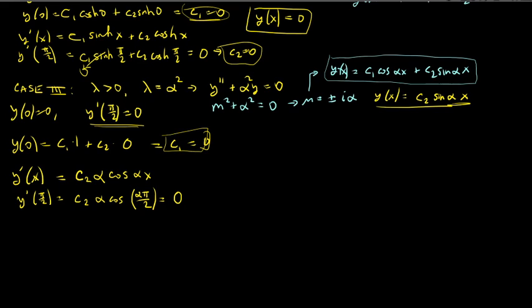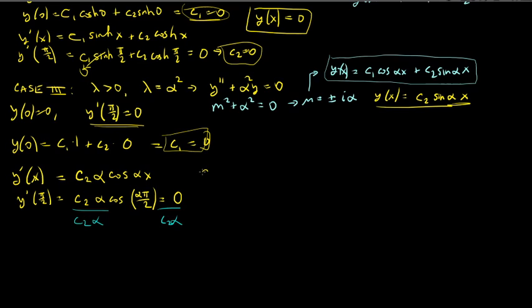Okay, so what does that mean? We're assuming that c2 is not 0. Obviously, if it is, we get the trivial solution again. So we can divide by c2. And we're assuming that alpha is not 0 either, because remember, alpha is just the square root of lambda, and lambda is not 0. So neither alpha nor c2 are 0. So we can divide both sides by c2 alpha and get those out of the way.